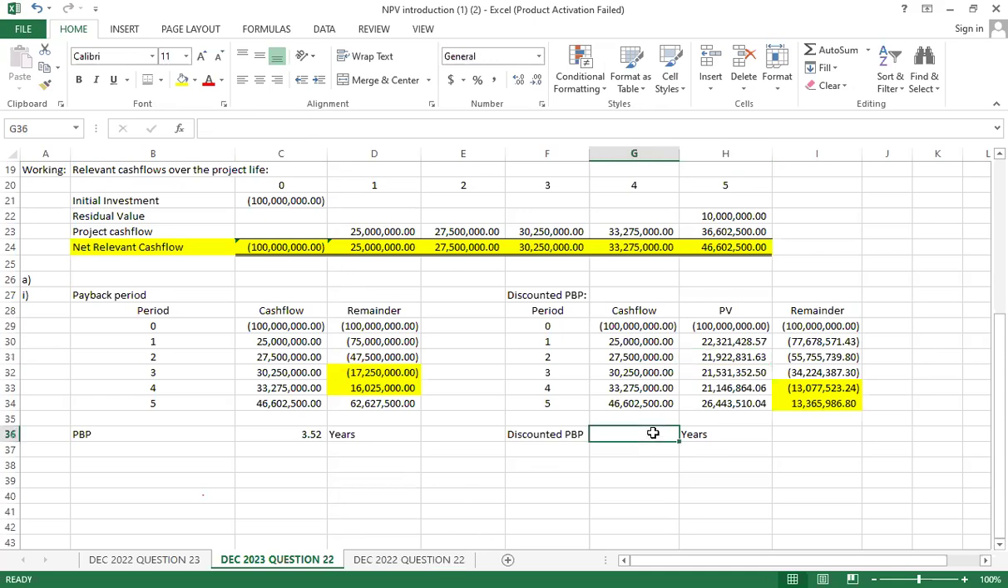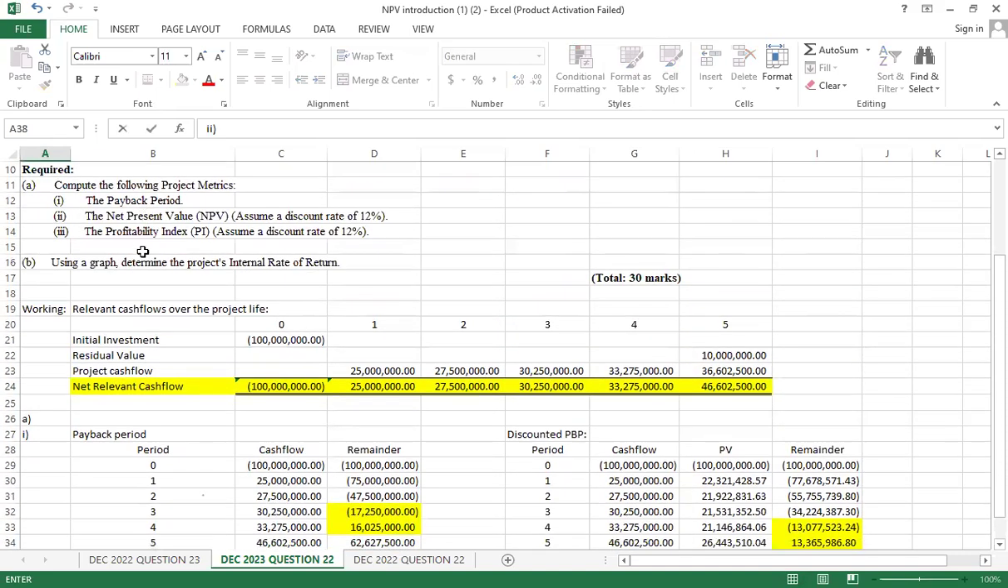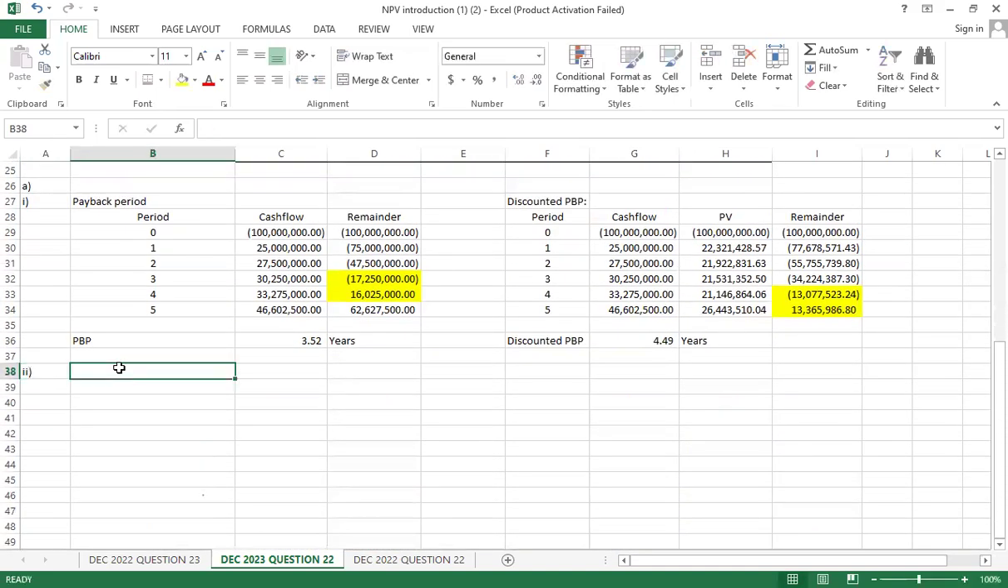Yeah, so this must be equal to 4 plus, minus this 13 divided by this cash flow for period 5. So that comes to 4.49 years. Number 2, the second one, what does the question want in number 2? We want the net present value. So number 2 is NPV. Again, we know how to compute that, NPV of the project.